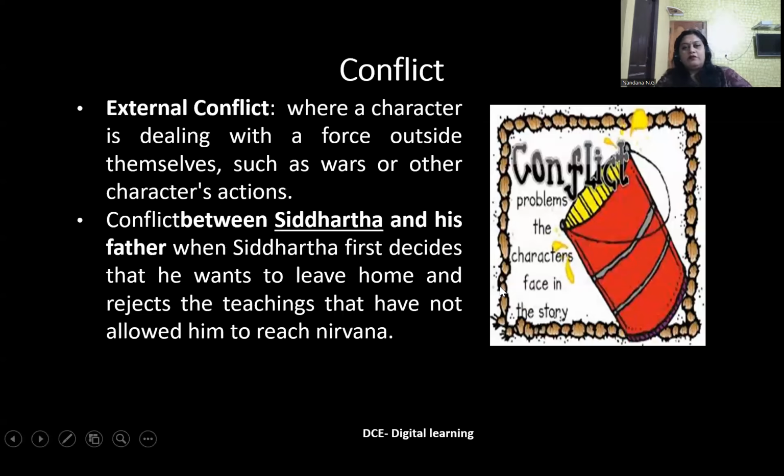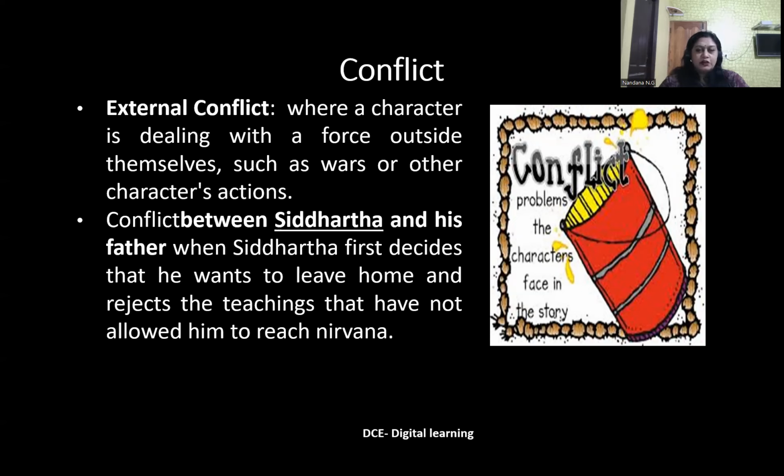Now let us look at the conflict. What is meant by conflict? If you look at it that way, conflict is nothing but the dispute that arises between the characters. There are two types of conflicts: internal conflict and external conflict. What is external conflict? External conflict is where a character is dealing with a force outside themselves, such as war or other characters' actions. To define it simply, when a character has a sort of friction with an external force, that is known as external conflict.